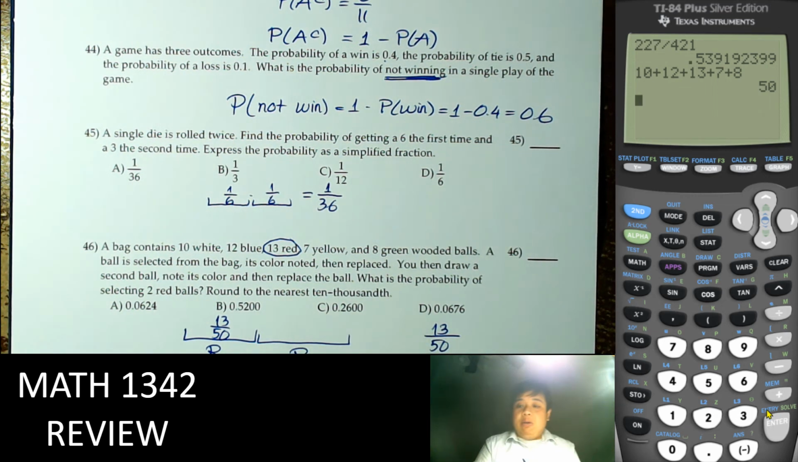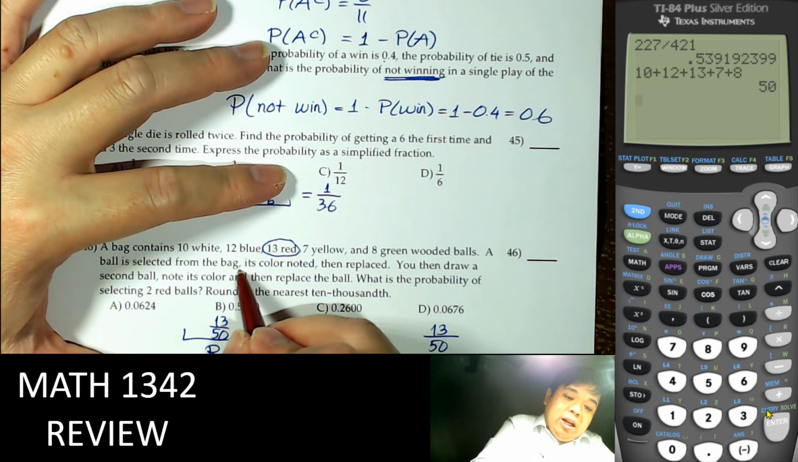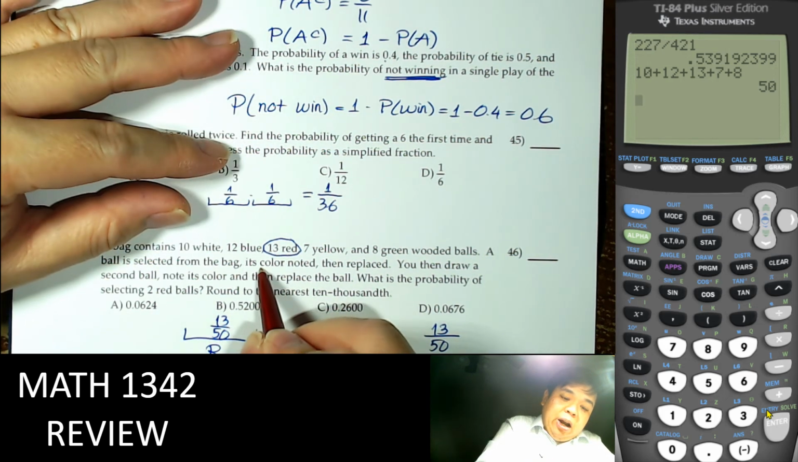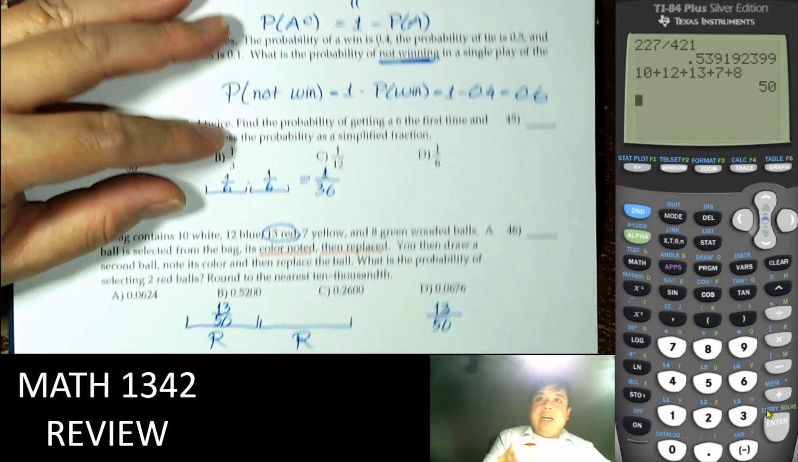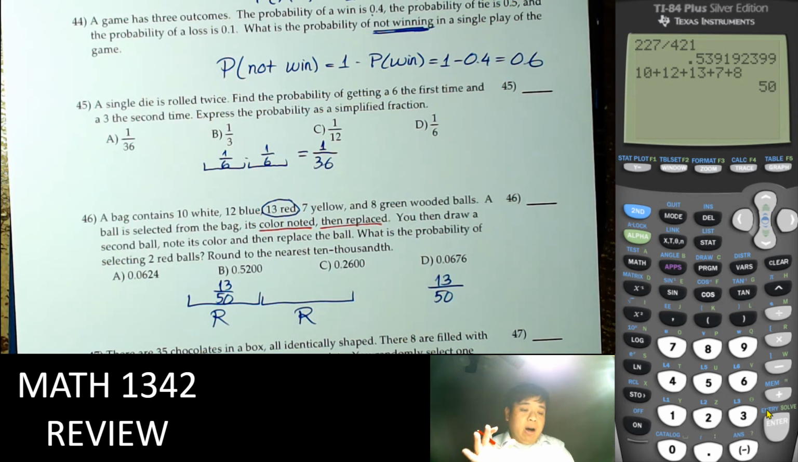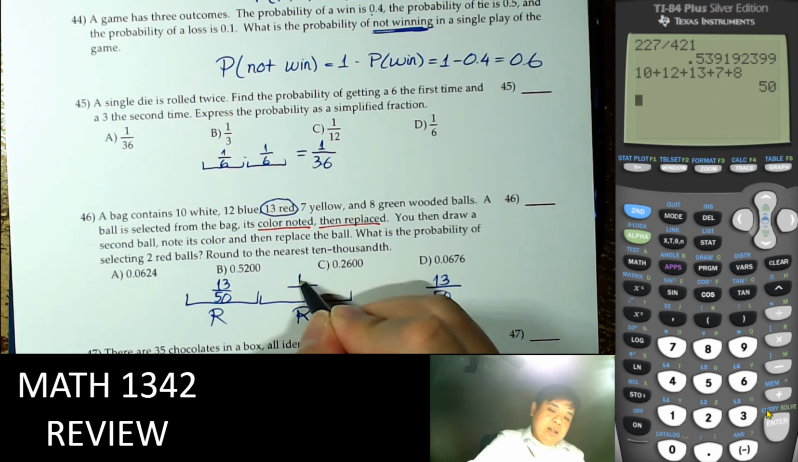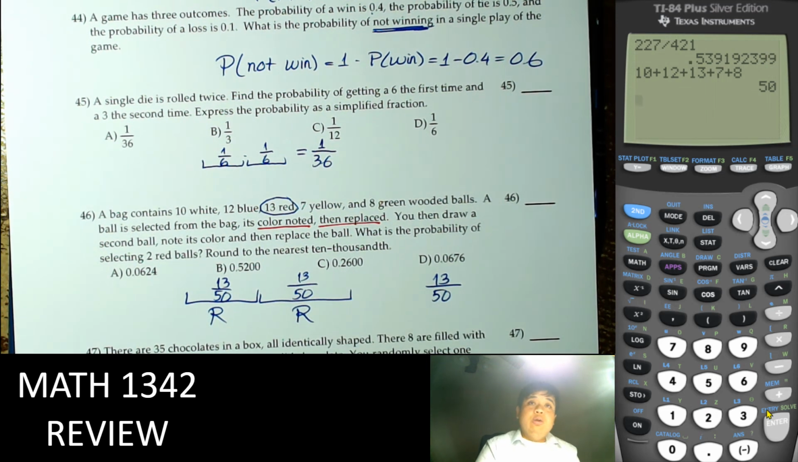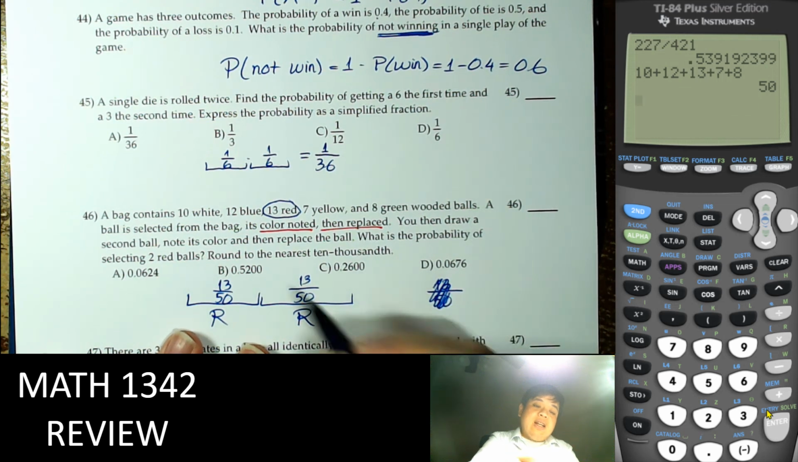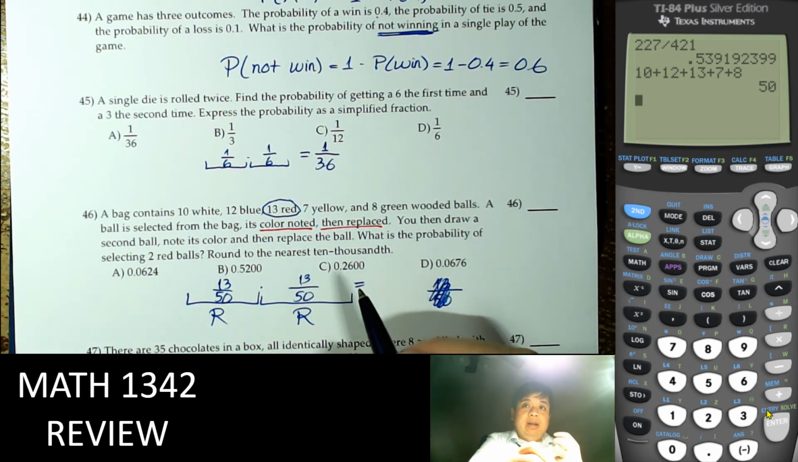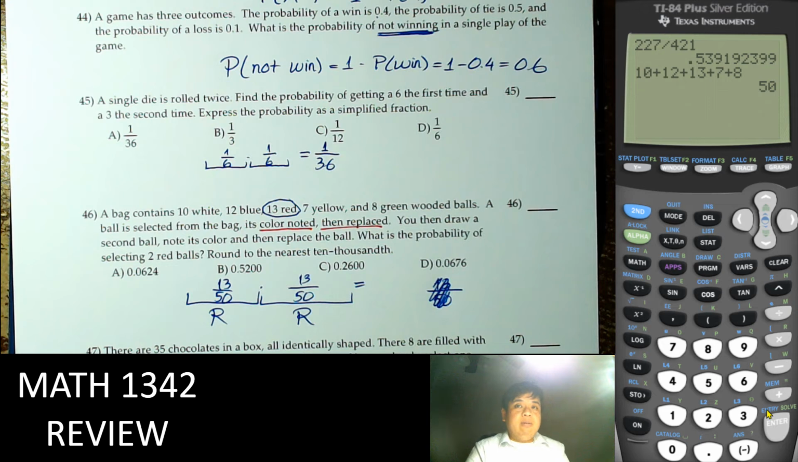Right. Now, we have to read the question carefully. We pick the marble out, the color is noted, then replace. So we're not going to keep it. If we keep it, there will be 49 left in the bag. If we replace it, that means put it back, and there are still 50 of them, and there are still 13 red. So notice that for this one, we do not keep it. If we keep it, there will only be 49 left in the bag, and only 12 left in the bag that are red.